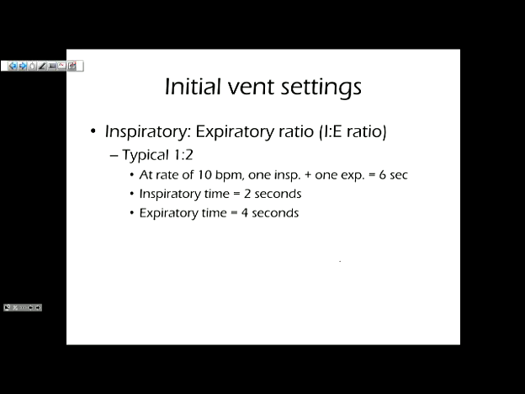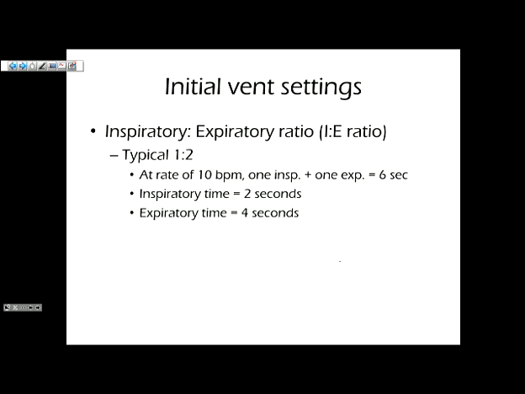That means honey badger. Don't care. The time: I get a breath every 6 seconds. 1 to 2 means if I take that 6 seconds and separate it into 3 parts, 1 part is inspiration, 2 parts are exhalation. 6 seconds into 3 parts: 2 seconds for inhalation, 4 seconds for exhalation.